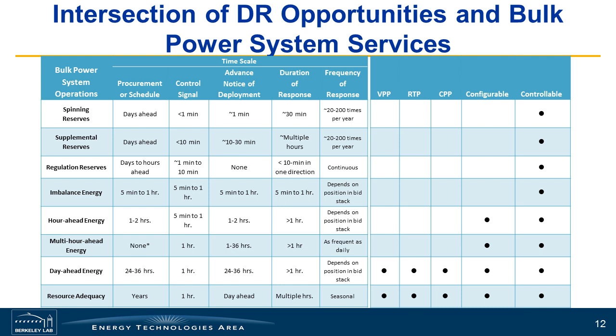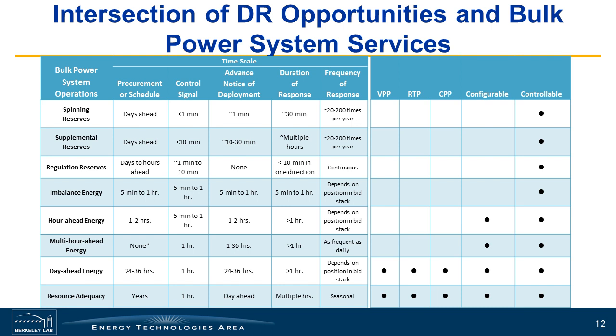So what we've done is we've taken this long and lengthy list that's still fairly condensed given the complexities of the bulk power systems in the U.S., where we've identified some higher levels: spinning reserves, supplemental reserves, imbalance energy, resource adequacy. And we've mapped those over along with their time scale, and we've filtered those to the parameters that we defined in the previous slide for each of the programs. And we've identified which type of DR opportunities can be mapped to those bulk power system operations.